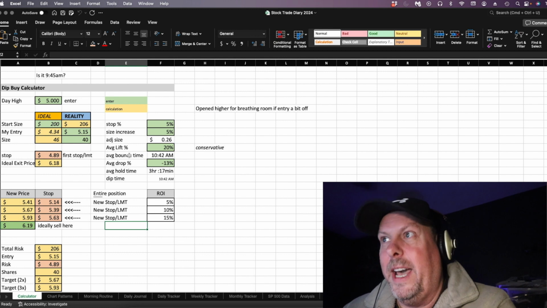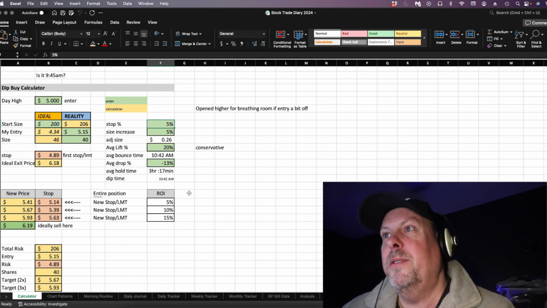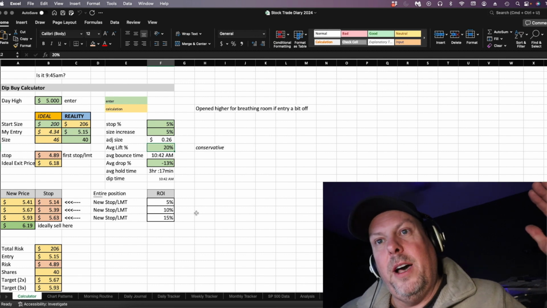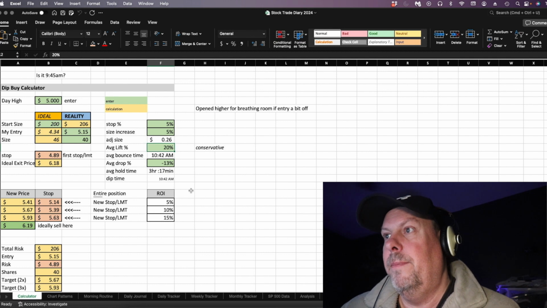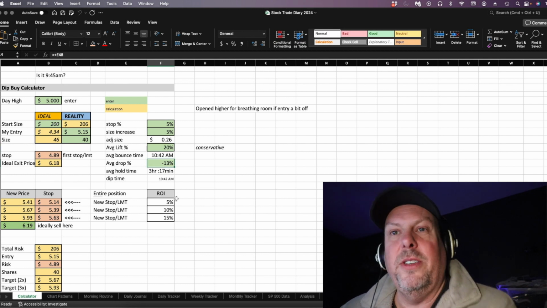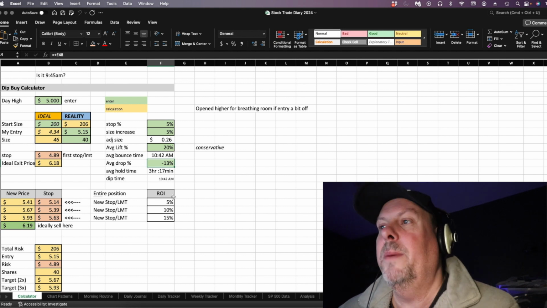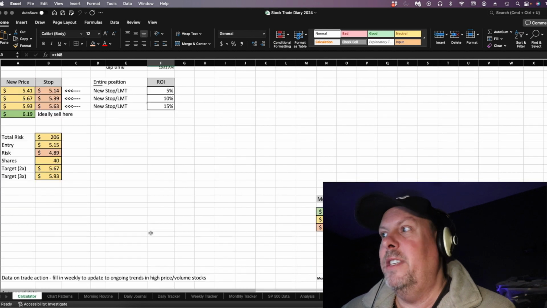I figured out how I want to have my stops, like a 5% increase, 5% increase. The size increase, which I put the same. Average lift is, on a morning dip, there'll be an average price that goes back up. And average drop price, so you can see it'll drop 13% and it'll gain 20. So you want to nail part of that 20%. Average hold time is 3 hours and 17 minutes.